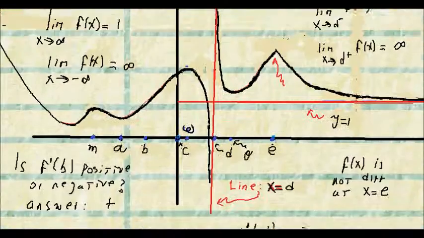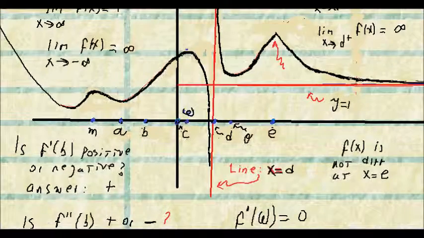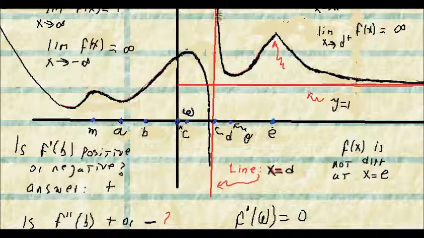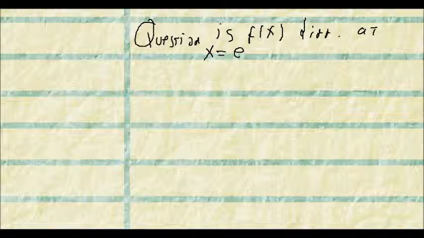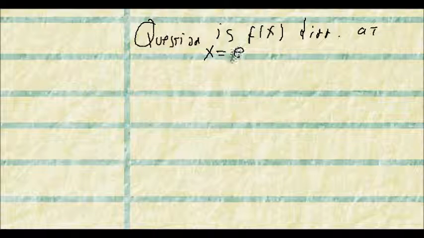By the way, is the function differentiable at x equals d? Question: is f of x differentiable at x equals c? I'm sorry, not x equals c. Let's see what this value is. X equals d. This is where that vertical asymptote is. So let me make this d over here, right? So is the function differentiable at x equals d?